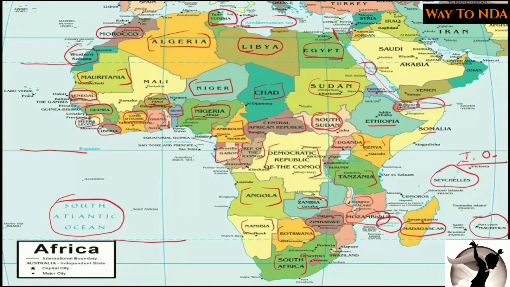Remember this, very important. Tropic of Cancer, Tropic of Capricorn and Equator, all three pass through the African continent. So first, Tropic of Cancer.